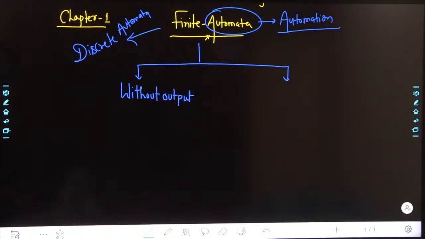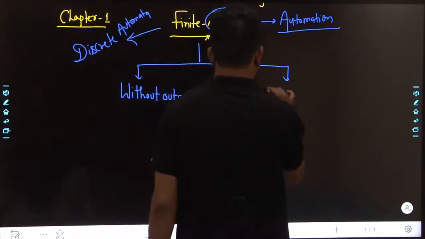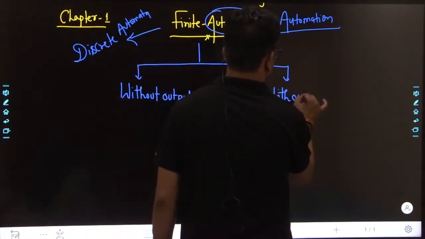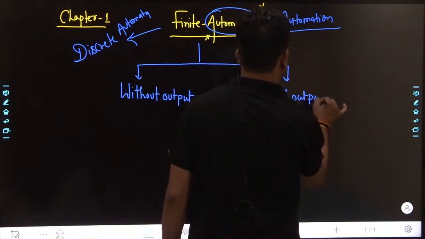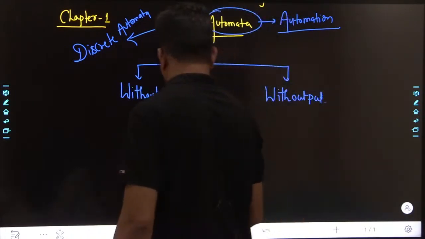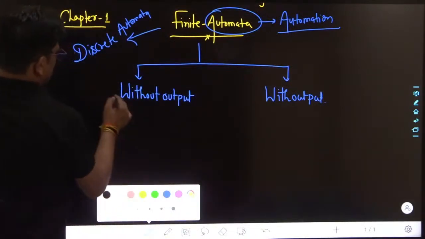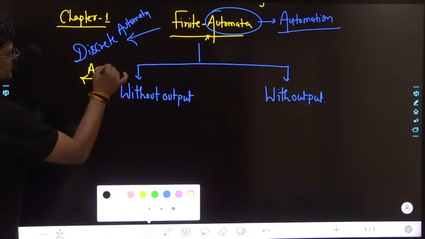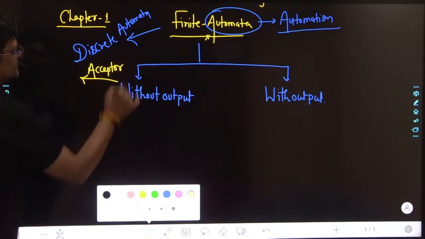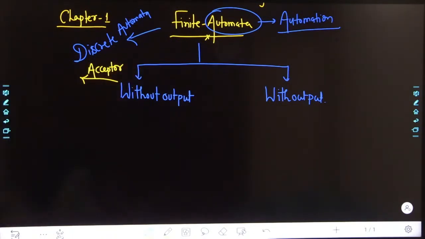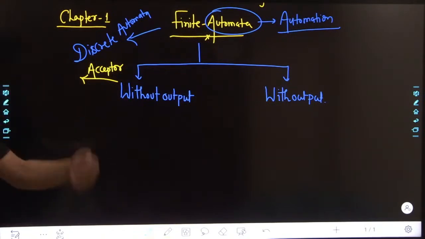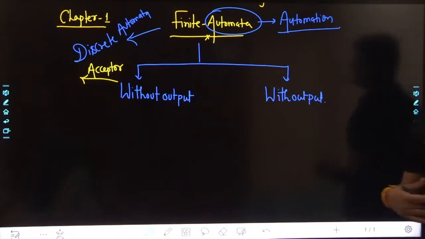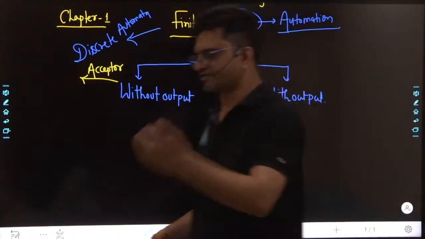Without output. And another classification is with output. Without output is also known as acceptors. Acceptors means they accept something and they reject something. These machines accept something and reject something.